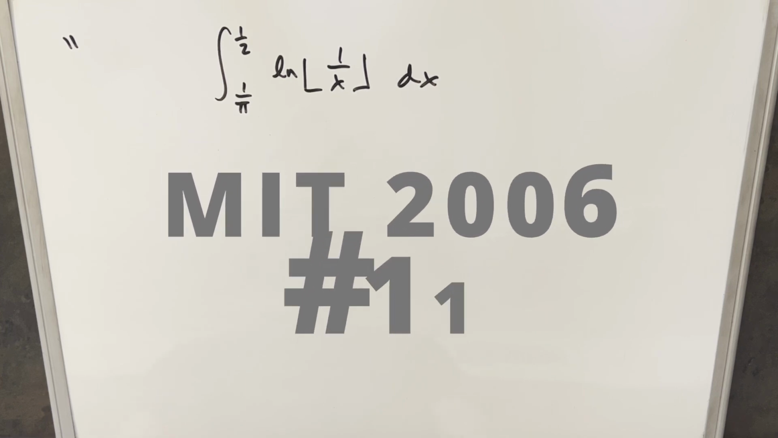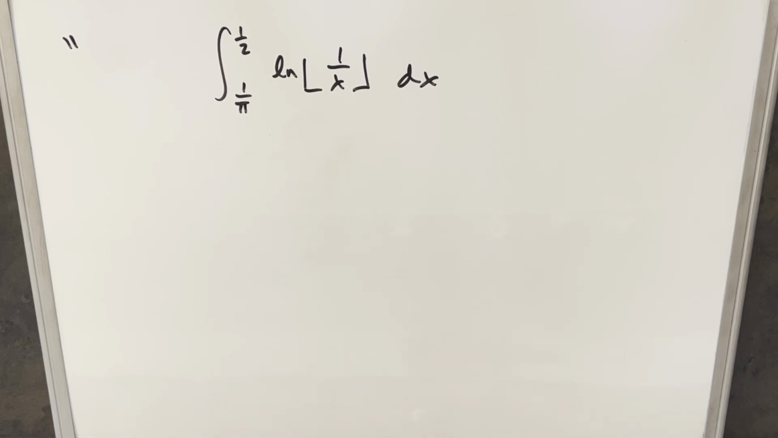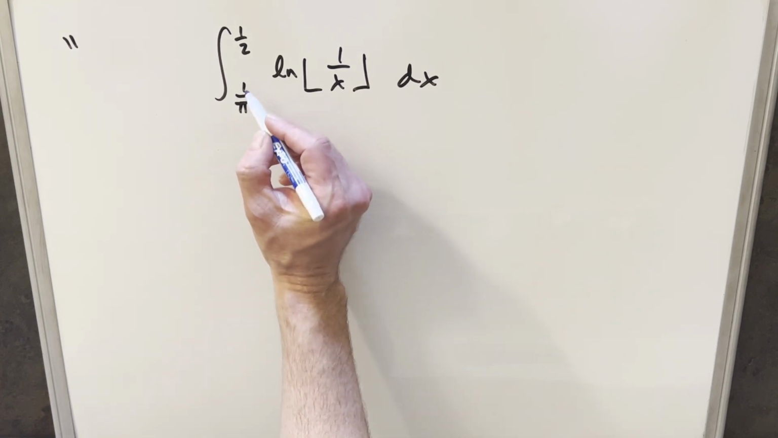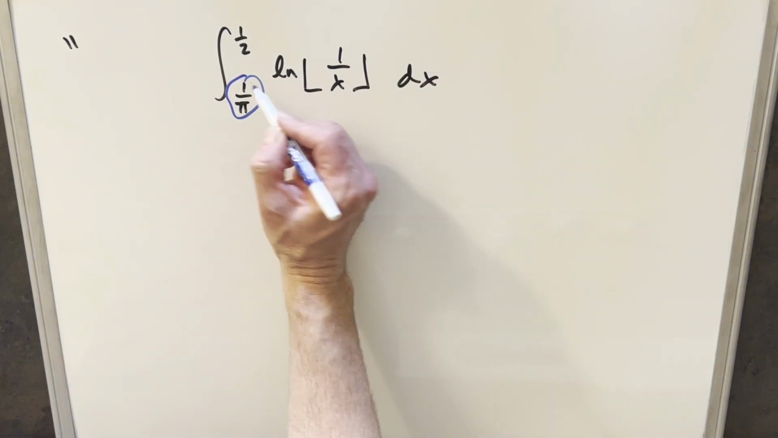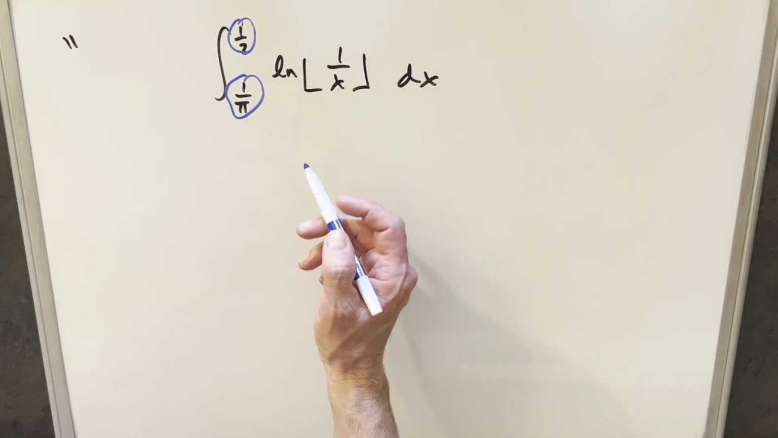Okay, we have here today another interesting integral from the MIT integration bee from 2006, problem 11. We have the integral from 1 over pi to 1/2 of natural log 1 over x dx. Okay, to get started with this, the thing I notice is we have this 1 over pi to 1/2, but then we have 1 over x inside, so everything is kind of flipped.